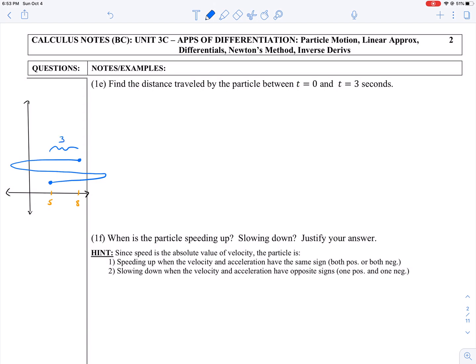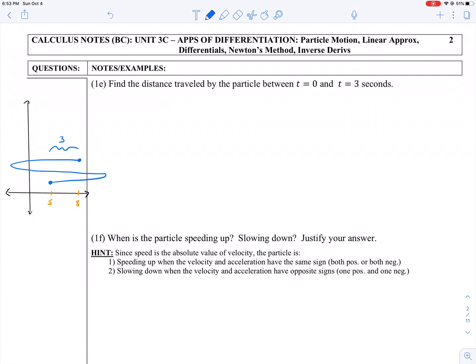I could have gone well beyond 8. I could have just traveled straight from 5 to 8. I just don't know. So as far as the distance traveled goes, we're going to have to look at where the velocity is equal to 0, because we're going to have to look at turning points. We have to look at these places where my particle changed direction to determine how much distance the particle actually covered.